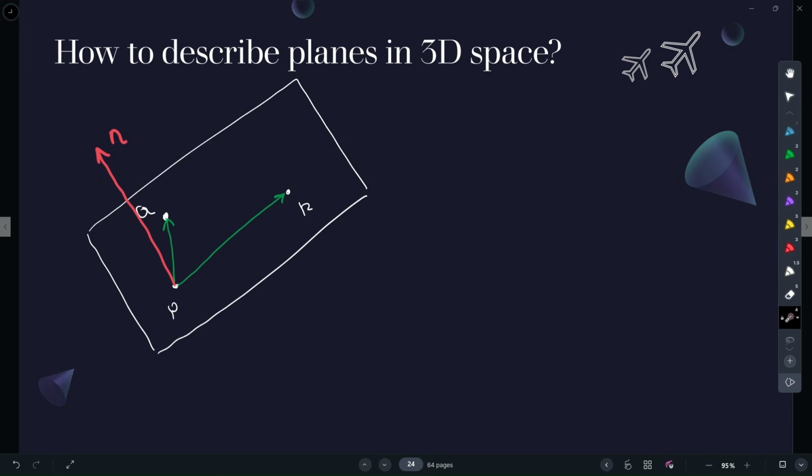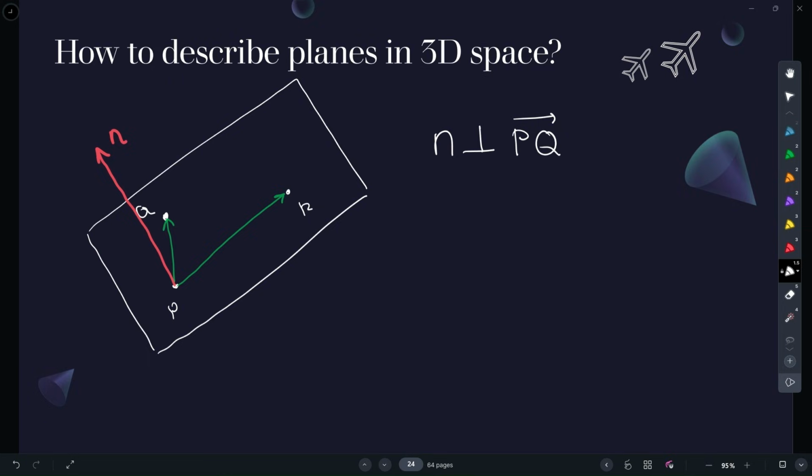A point is on the plane, for example Q is on the plane, if the vector from P to Q is perpendicular to N. For any other point, for example R, this point is on the plane because the vector from P to R is perpendicular to N. So given P and the normal vector, I want a point Q such that the normal vector is perpendicular to the vector from P to Q.